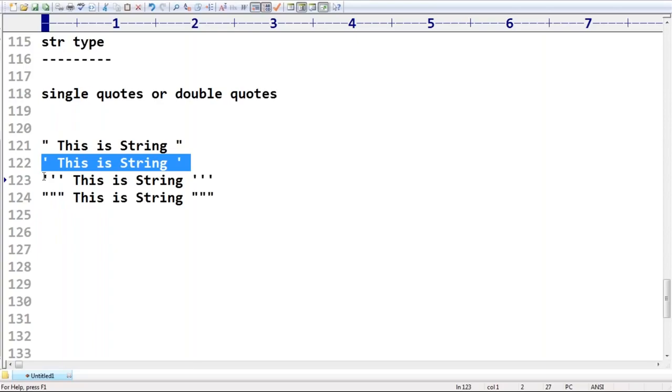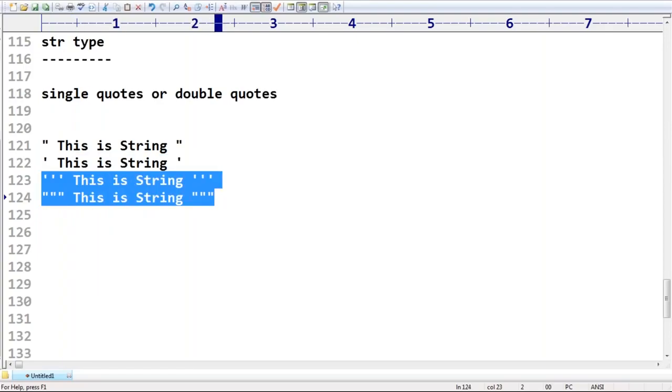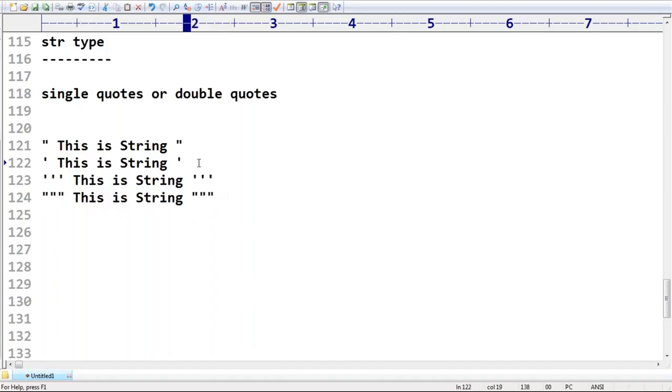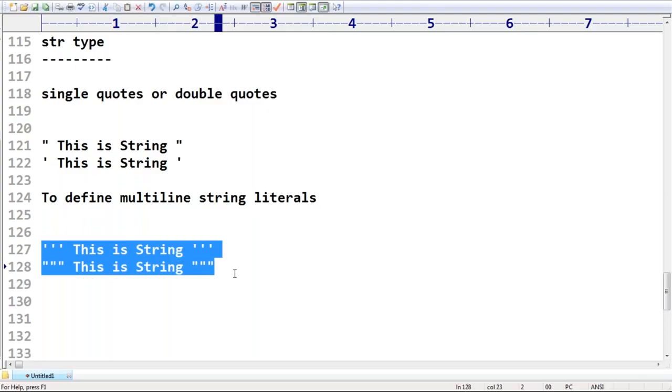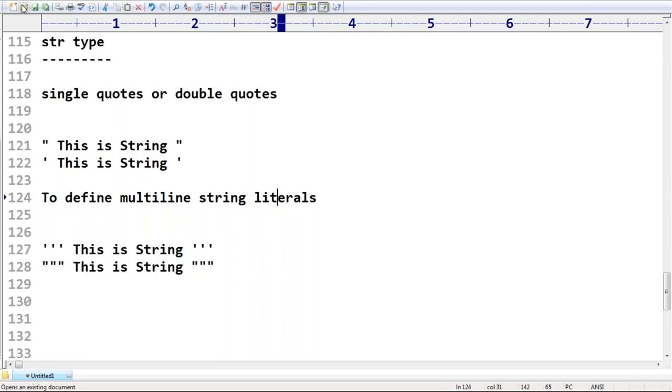In a very special case we require triple quotes: to define multi-line string literals. If you want to do that, then we should go for this approach. What is the meaning of a multi-line string literal? Have a look once.